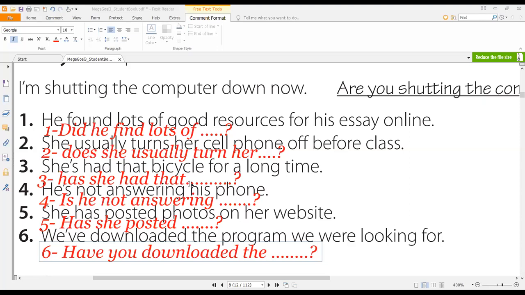Before we start our lesson, I need everyone to give me a yes and no short answer for each one. Number one, did he find lots of good resources for his essay online? I need someone to give me a yes and no short answer, please. Who's going to help me? Okay, let's start with Arweli. Did he find lots of? Yes, he did. Or no, he didn't. Excellent, Arweli, thanks.